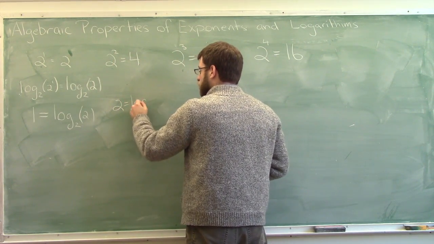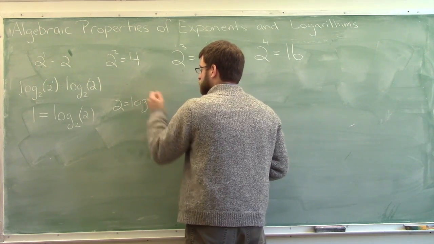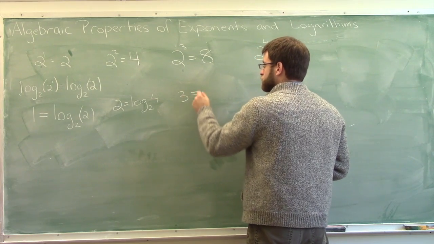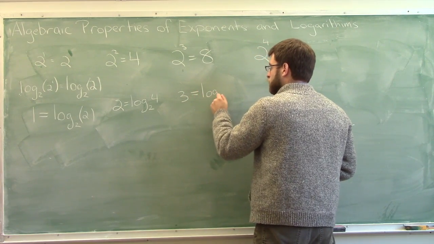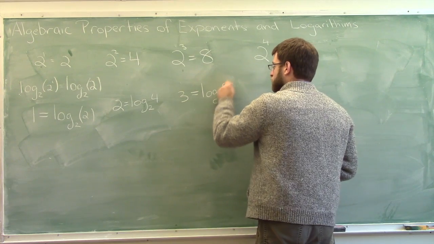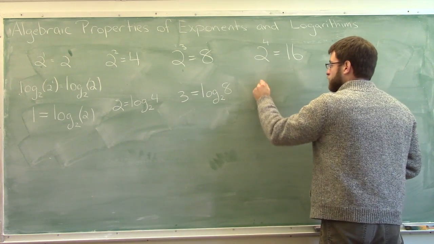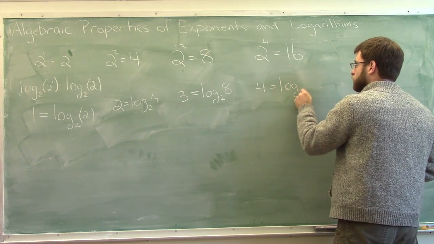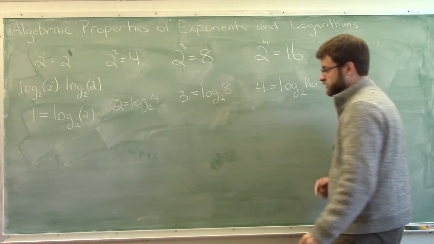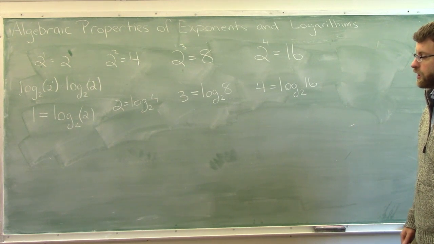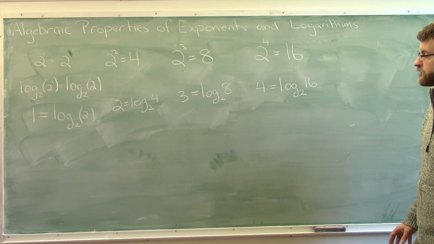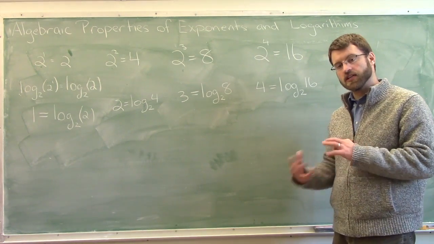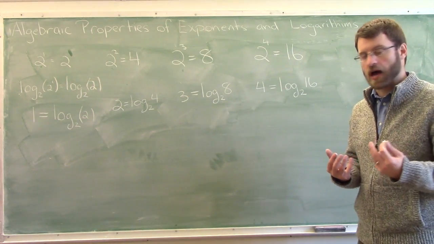If we do the same thing to the second statement, we can say that 2, that's the power, is equal to log base 2 of 4. From here, we can say that 3 is equal to log base 2 of 8. And from here, we can say that 4 is equal to log base 2 of 16. And what I'd like to do is group these things in different ways to see if we can pull out some of the patterns.